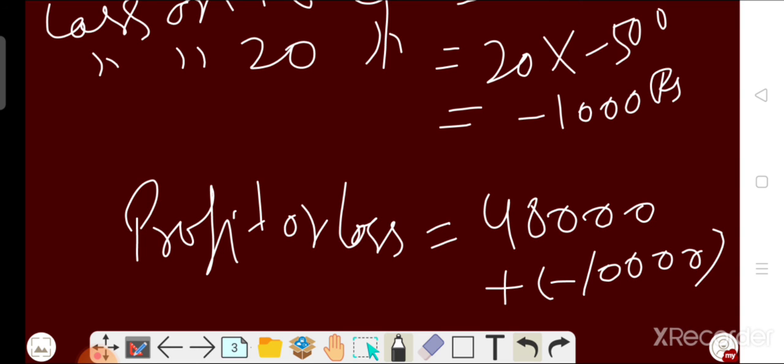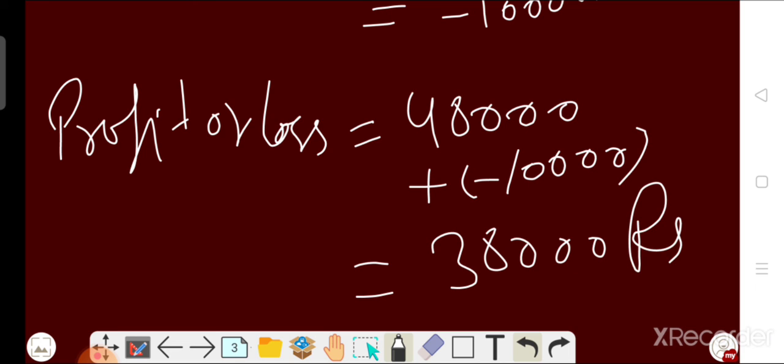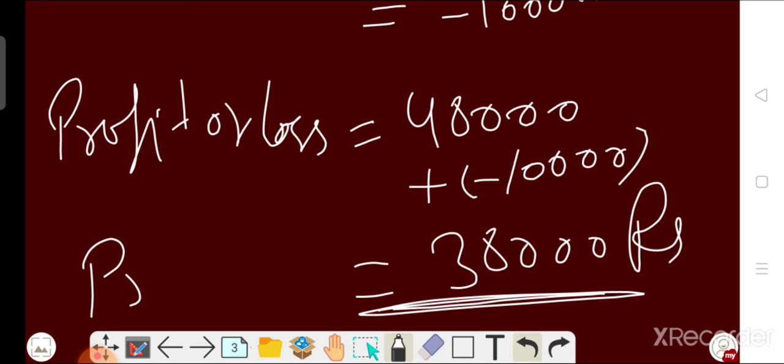Okay. And this is equal to plus 38,000 rupees. Positive sign indicates the profit, and the amount of profit is 38,000. Okay. So this is the solution of part A of the 8th question, beta. Try to do part B of the 8th question by yourself.